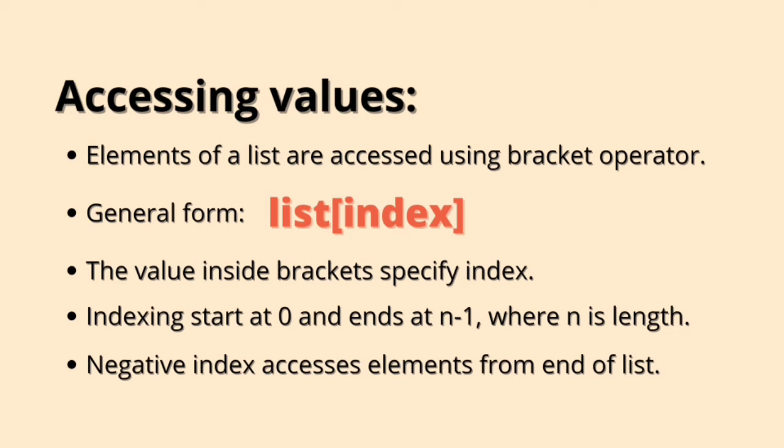Elements in a list are accessed by using bracket operator. The general form of accessing a value in list is list followed by value in square braces. The value in the bracket specifies the index, which indicates which element in the list you want. The index starts at 0. The index of first element is 0, second element is 1 and so on. Negative index is used to access values from end of the list. Last element has index -1, second last has -2 and so on.